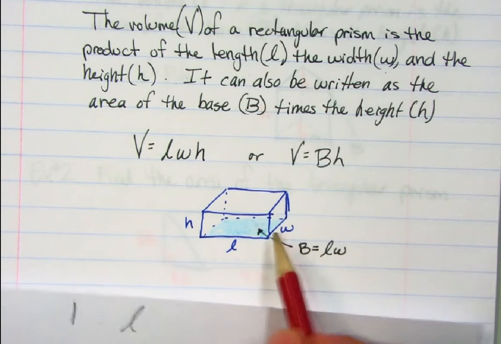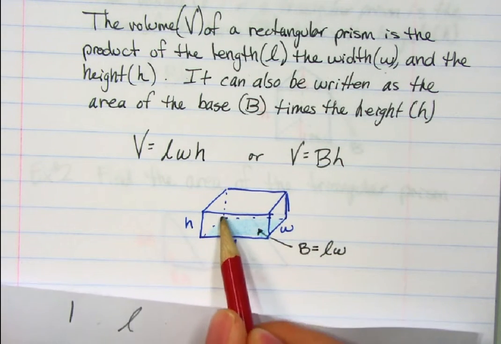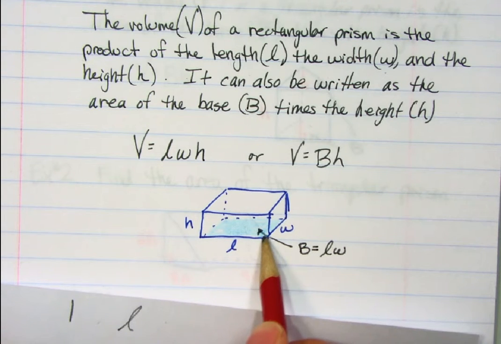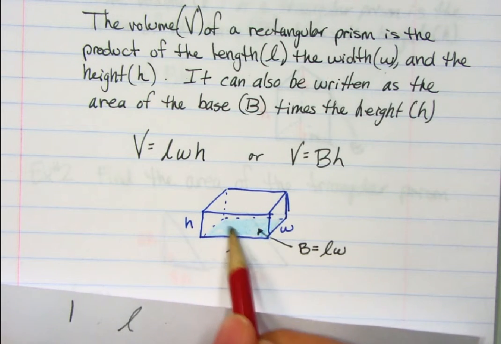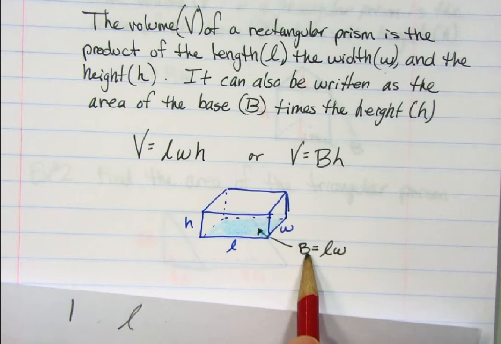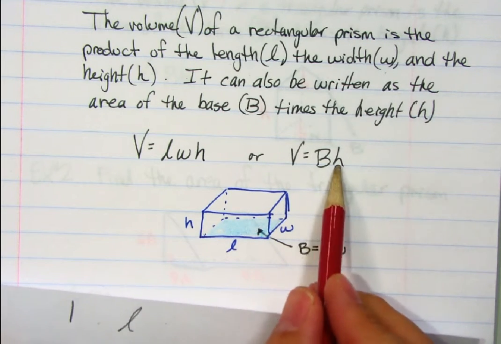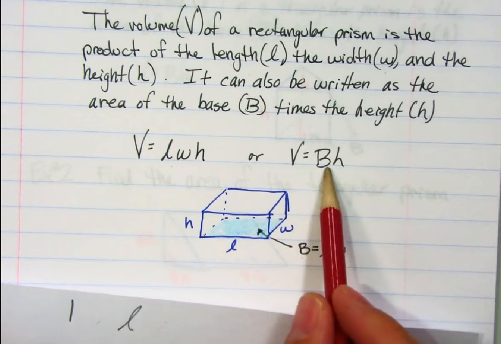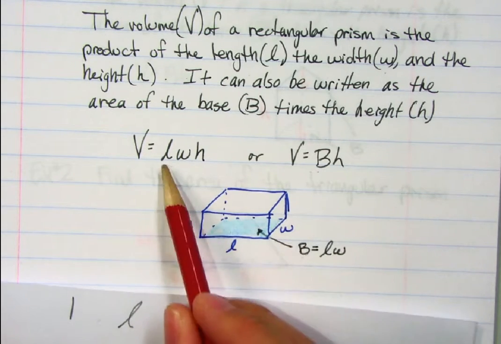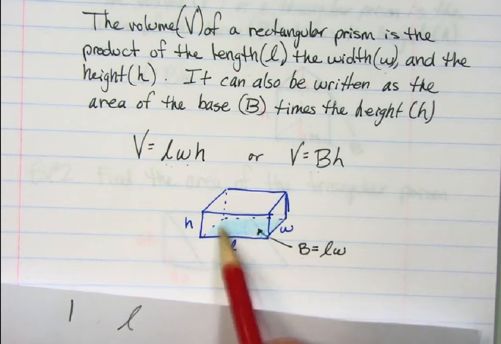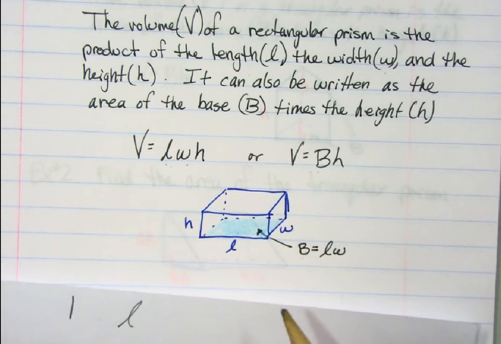The other way you can think about it is if you find the base, the area of the base, that means you take the length times the width. That's the area of the base. That's this part. That's the big base. And then you times it by the height. That's the same thing as length times width times height. So you can see the base is the same as length times width. It's finding the base, and then you find out how many layers of that you have.